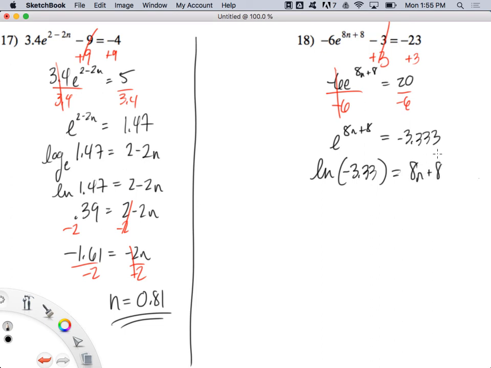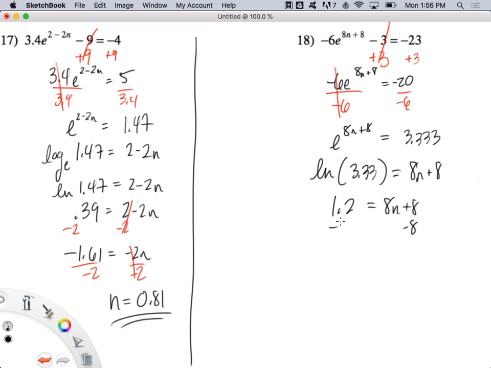Wait, you kept it negative though. Oh, it should have been positive, sorry. This was negative, so negative divided by negative makes it a positive. So ln of 3.3333 is 1.19 or 1.2 equals 8n plus 8.